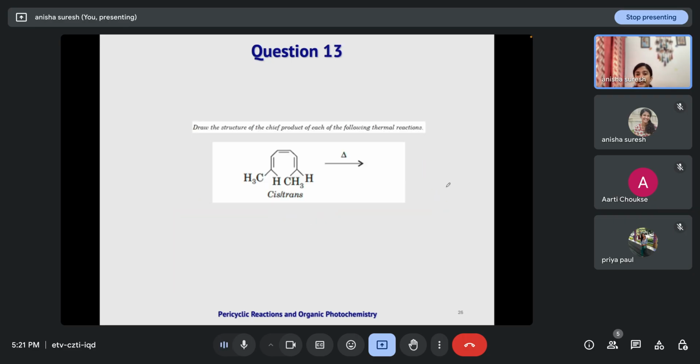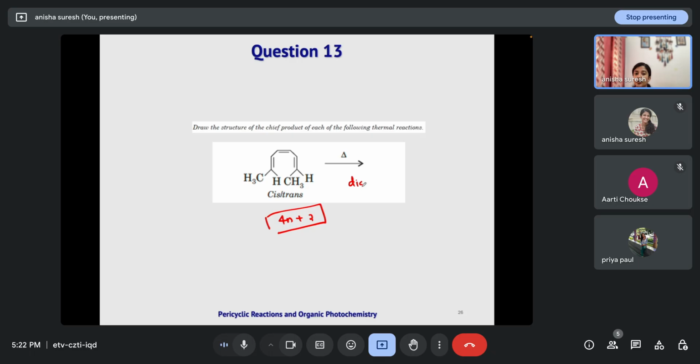Now moving to question number 13. Draw the structure of the major product of each of the following thermal reactions. So this is our starting material and under thermal condition it will give the product. So this is an example of an electrocyclic ring closing reaction. So what will be the major product that is forming here? Please tell me whether it is a 4n system or a 4n plus 2 system, and whether it will undergo conrotatory or disrotatory mode of ring closure. First, it is a 4n plus 2 system, under thermal condition.